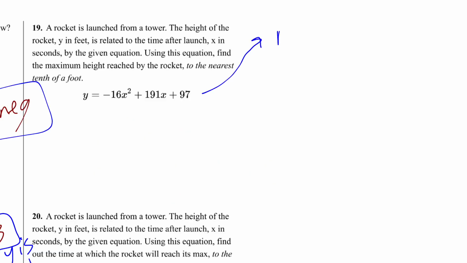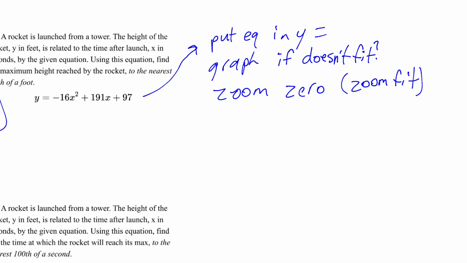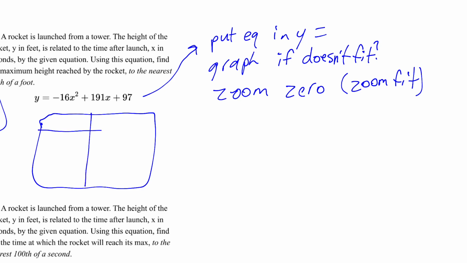So we're going to put the equation in y equals first. We're going to graph. After that, we're going to press zoom 0 if it doesn't fit. That changes the window of our graph so that it does. So at this point on your calculator, it's going to look something like this. This is your calculator screen. You have your grid like this, and you have your curve.